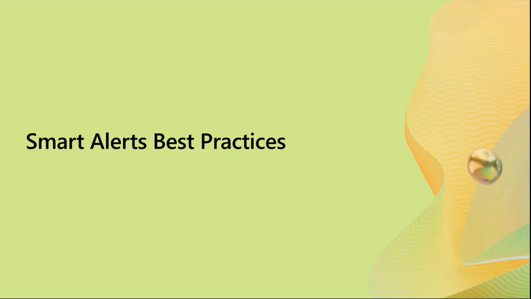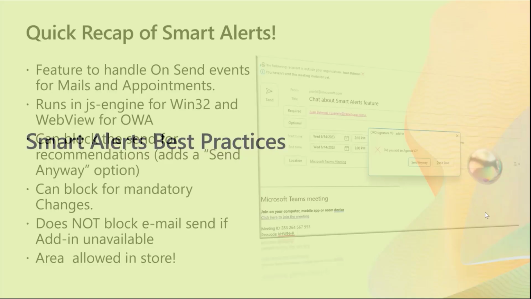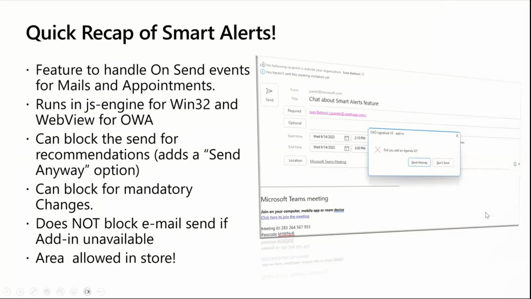Now I want to switch gears and talk about Smart Alerts best practices, right? So Smart Alerts is a feature that we shipped not so long ago. I think probably like 6 months or 1 year ago, depending on if you're in the semi-annual channel or in the current channel. But basically, what is Smart Alerts? People were asking in the call earlier about the unsend event. Okay, so we do have the unsend event here. So this is basically Smart Alerts, a feature to handle an unsend event for emails and appointments.